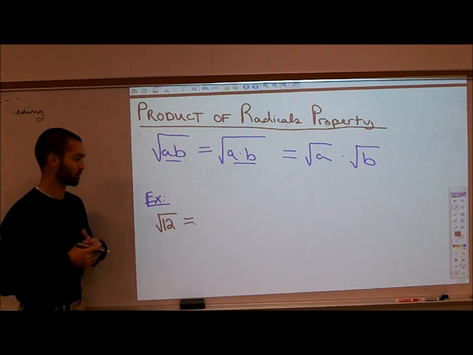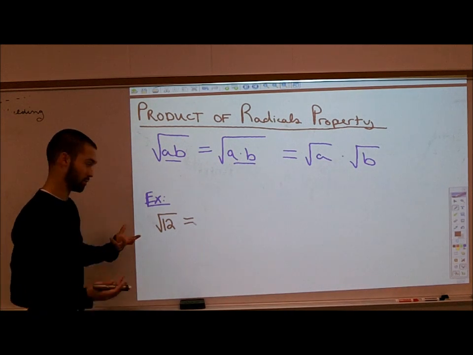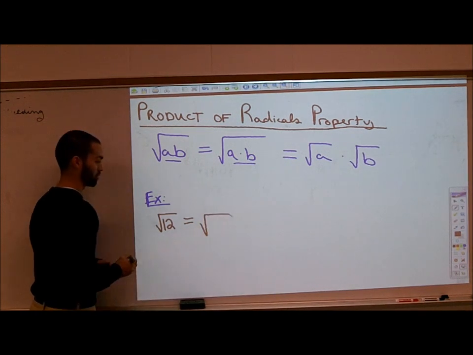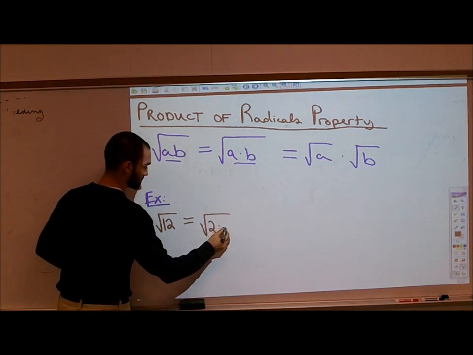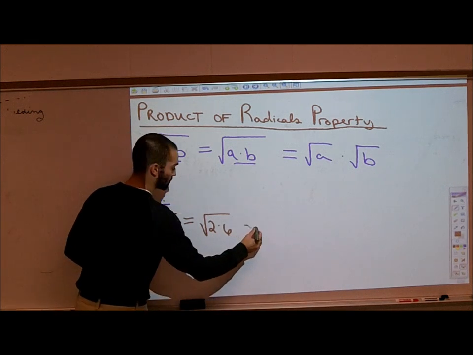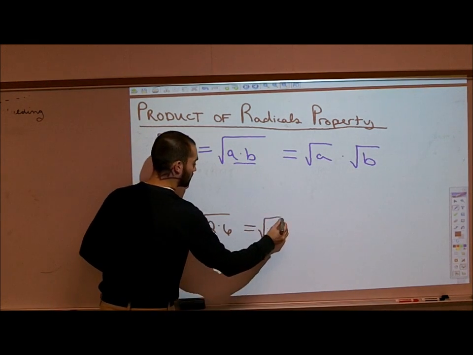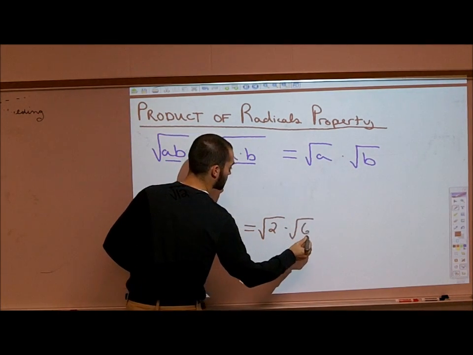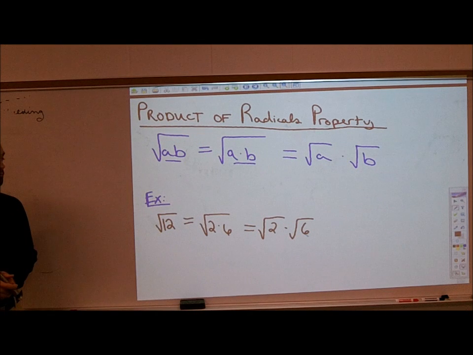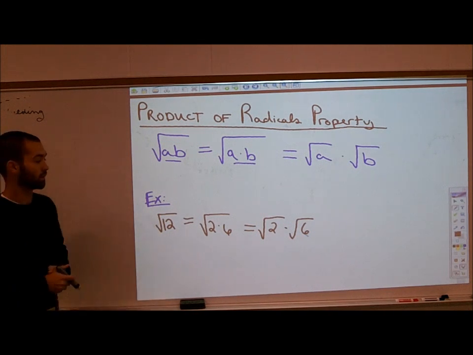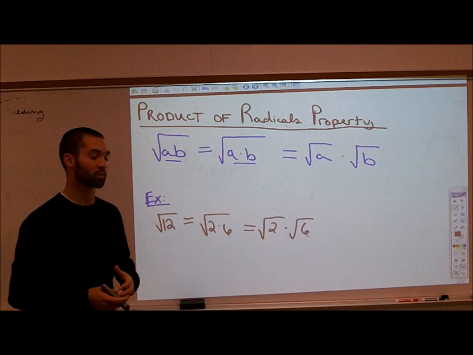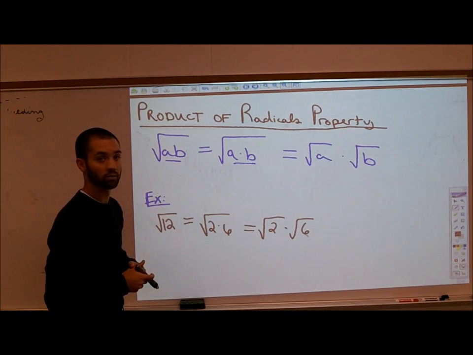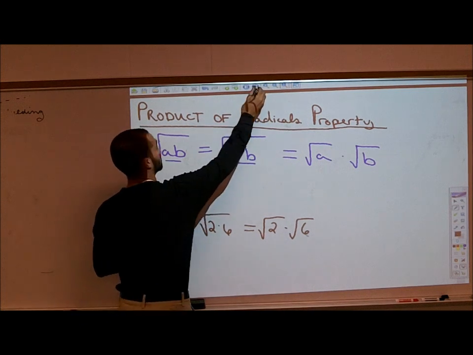2 and 6, 3 and 4. So let's just go ahead and do 2 and 6. Okay, so radical 12 is equal to radical of 2 times 6, and that's equal to the radical of 2 times the radical of 6. All right? So, there you go. We're going to use this process to help simplify these radicals. Okay? So, moving on.